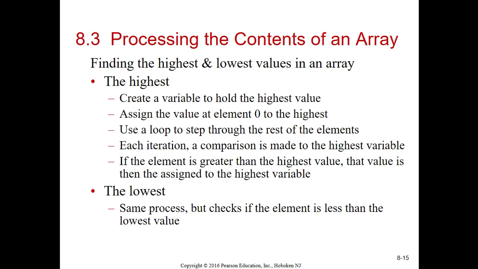Finding the highest and lowest values in an array. On the highest, you create a variable to hold the highest value. You assign the value at the element 0 to the highest variable. Use a loop to step through each of the rest of the elements. Each iteration, a comparison is made to the highest variable. If the element is greater than the highest value, that value is then assigned to the highest variable. You do the same process for the lowest, but check if the element is less than the lowest value.